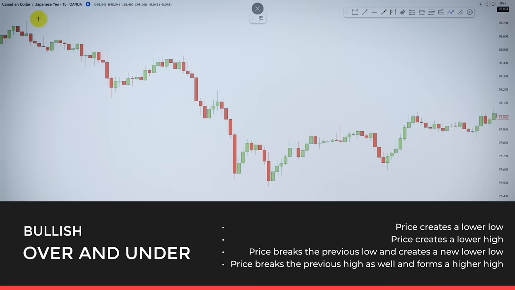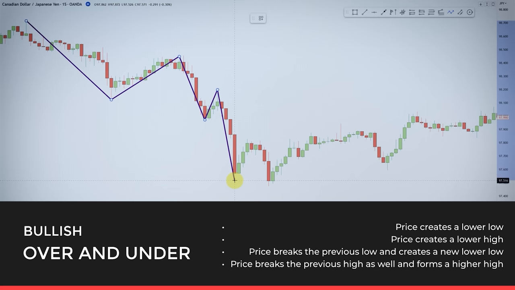For a bullish over and under pattern after a previous downtrend, price creates a lower low, then creates a lower high, then breaks the previous low and creates a new lower low, and then price breaks the previous high as well and forms a higher high.